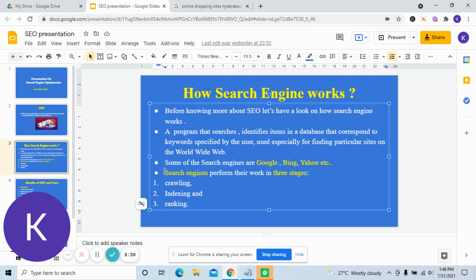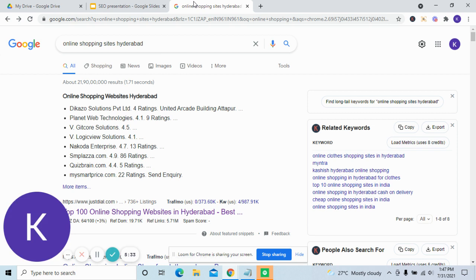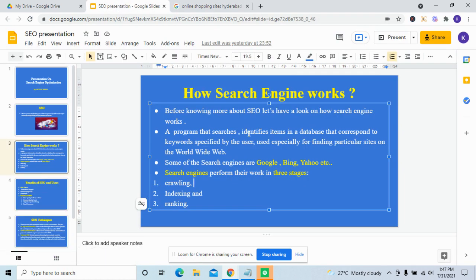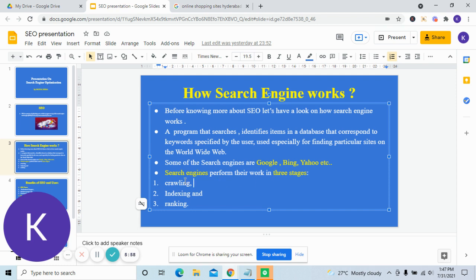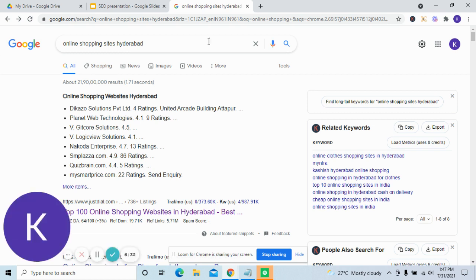The answer is, search engines perform their work in three stages. Before providing the related websites in the SERP page for the keyword entered by the user, it performs three stages of actions: crawling, indexing, and ranking. Crawling is the first stage where the search engine acts. It is a software called a spider or crawler, which crawls each page in a website that you are providing information on, and collects the data in each and every page of your website.